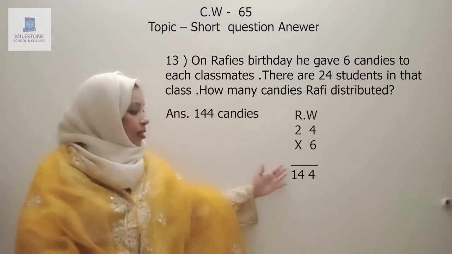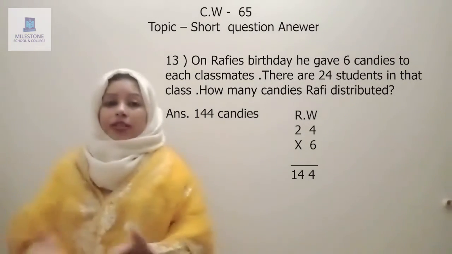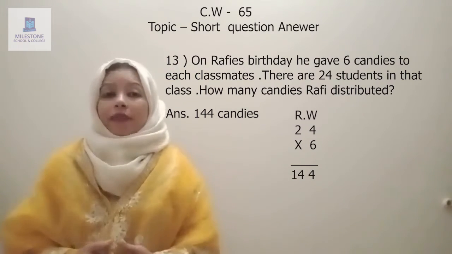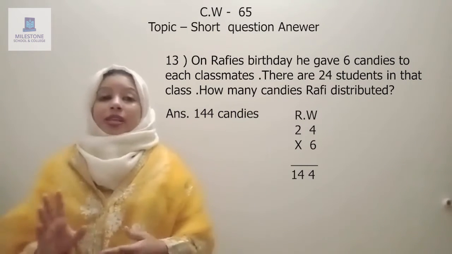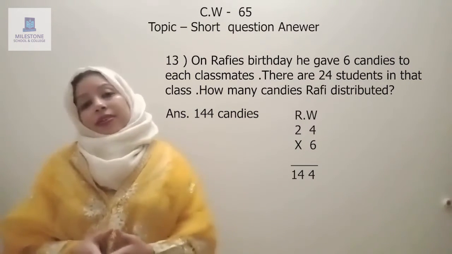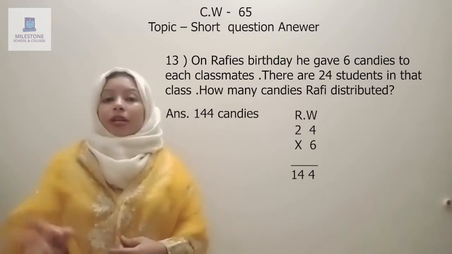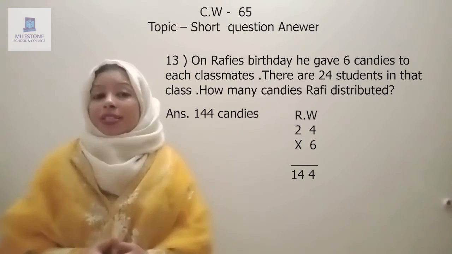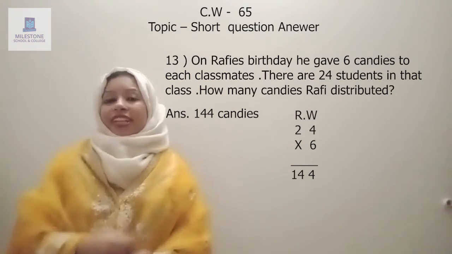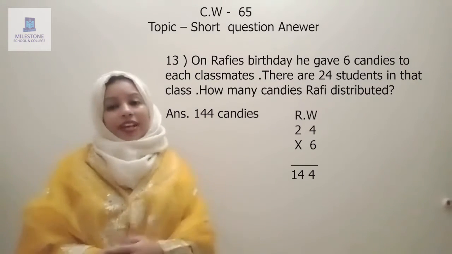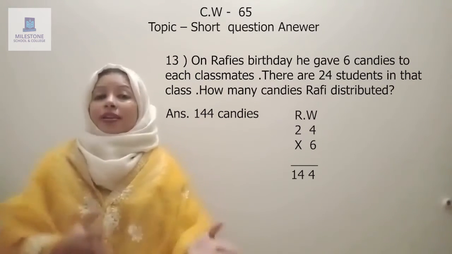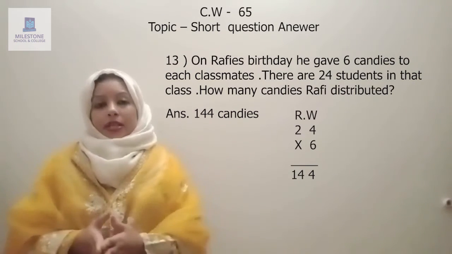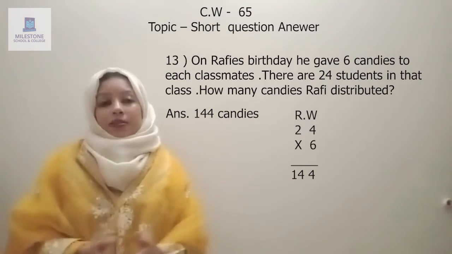So again read out the 6 times table, that is, 6 2s are what? 6 1s are 6, 6 2s are 12. But 12 is not my final answer because I am carrying 2. So we have to add this carrying number to 12. So it will be 12 plus 2, 13, 14. So my answer is 144. So 144 candies Rafi distributed in total among his classmates.